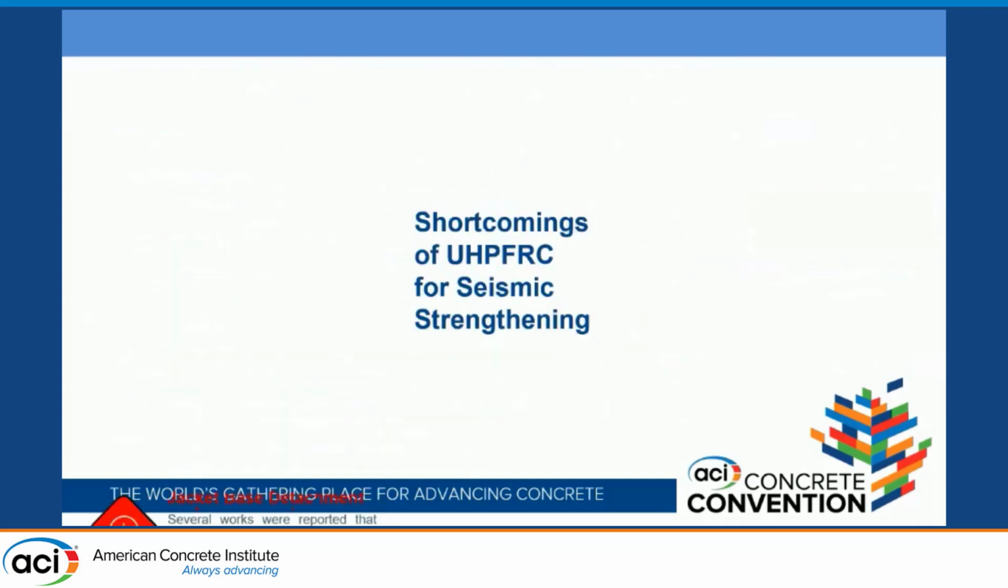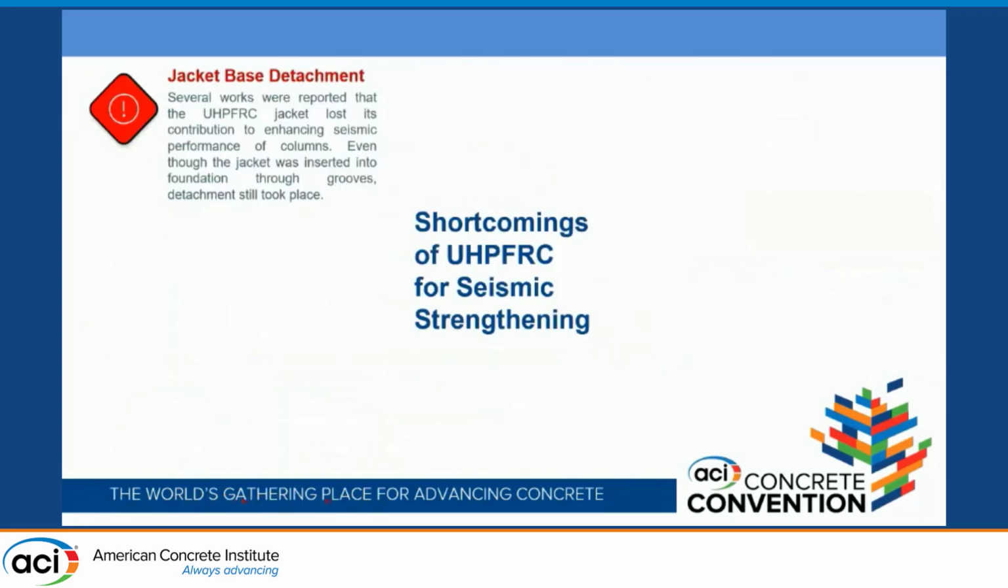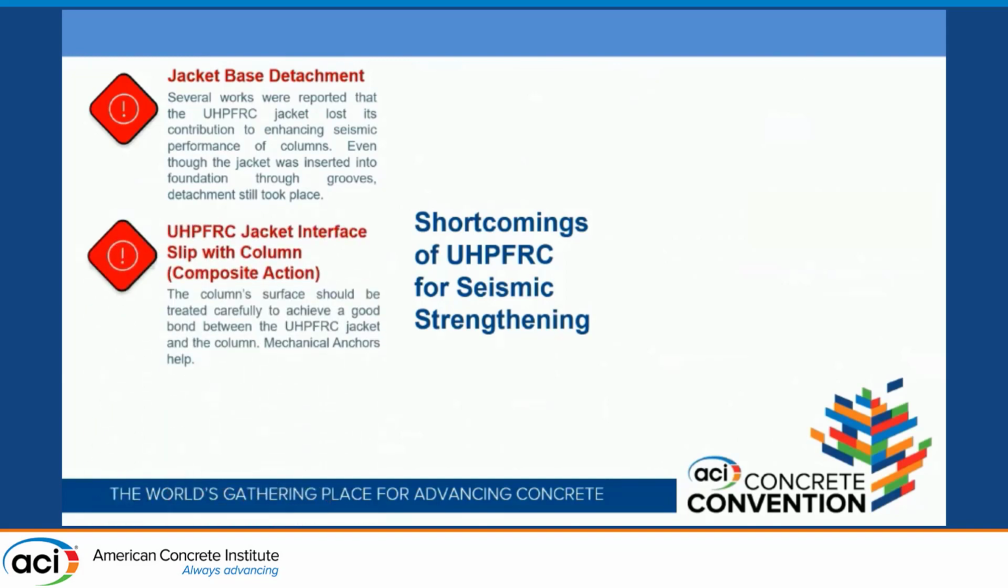As for the shortcomings of UHP FRC for seismic strengthening, we can notice that all works reported a jacket-base detachment, even though some of them tried to insert the jacket into the foundation through grooves. However, they still experienced jacket detachments. Another shortcoming is that achieving composite action for such an application is very hard. That's why the column surface should be treated very carefully in order to achieve composite action and to prevent slip between the jacket and the column.